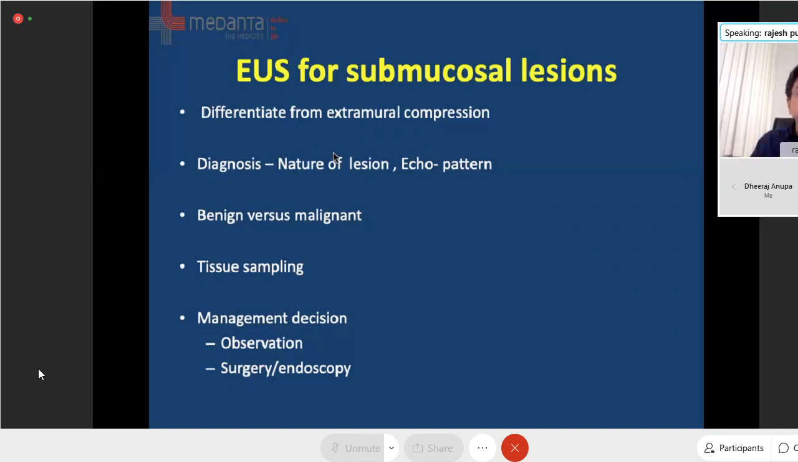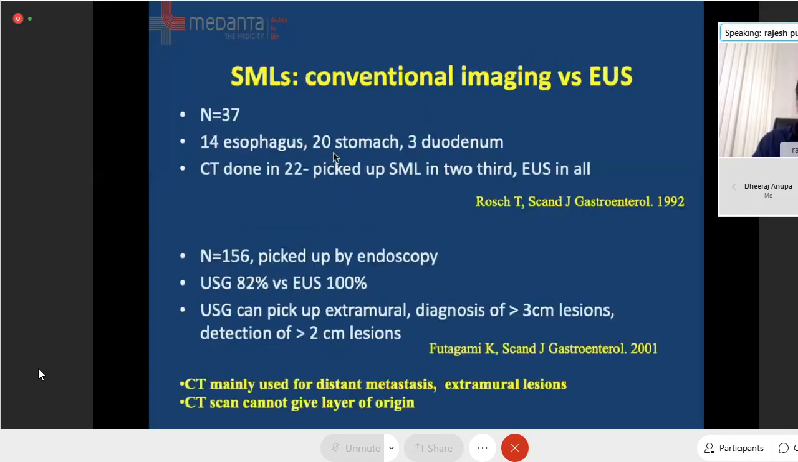And by knowing the nature of the lesion, you can plan: does this patient require observation? Can this patient be subjected to endoscopic treatment or does he require surgery? And when you compare EUS with conventional imaging, I'm not going into the literature. You just know that as a student, for a submucosal lesion, endoscopic ultrasound, either with the help of mini probes or radial or linear scope, is best. If the patient has a GIST, a CT scan is to be done for knowing about distant metastasis, but for knowing the nature of the lesion and getting the tissue diagnosis, EUS is the best.